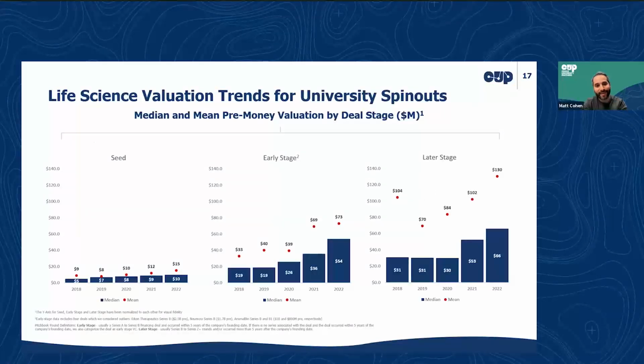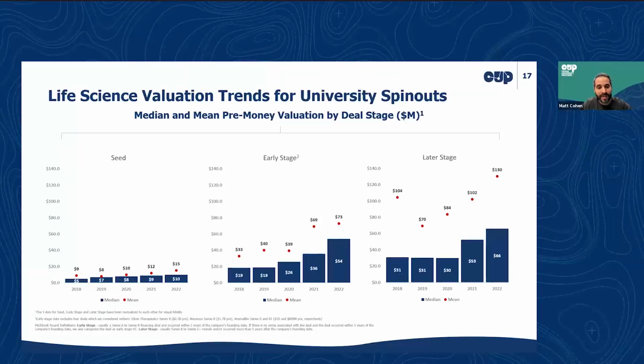So I promised to end on some trends on what's been going on in the market now. The first slide is life science valuation trends, and this is specifically for university spinouts. The bars represent median valuations. The red dots represent mean valuations. They're higher because there are always outliers at much higher valuations that pull those means up.